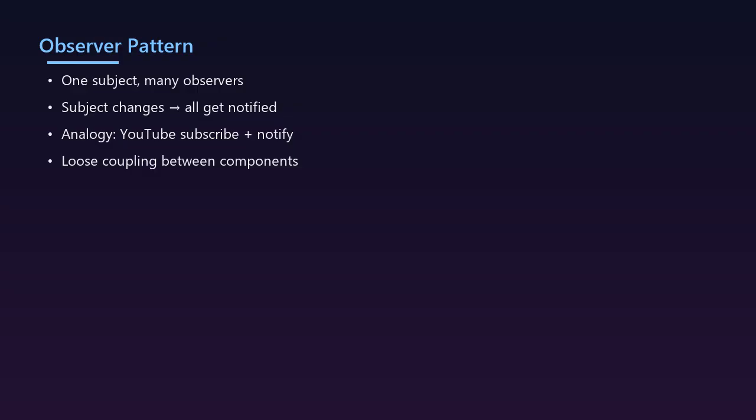That's the observer pattern. One subject, the YouTube channel. Many observers, the subscribers. When the subject's state changes, all observers are automatically updated. The subject doesn't need to know the details of each observer. It just calls update on everyone in its list. Loose coupling. If a new observer subscribes, the subject's code doesn't change at all.